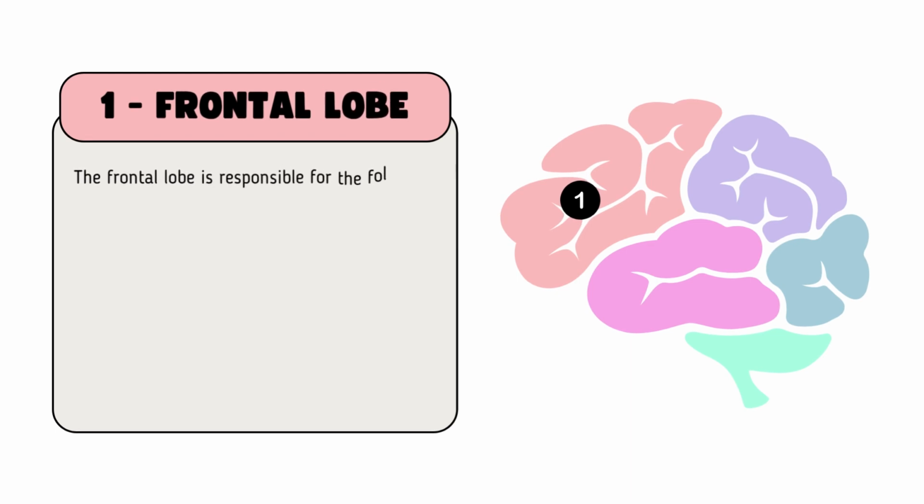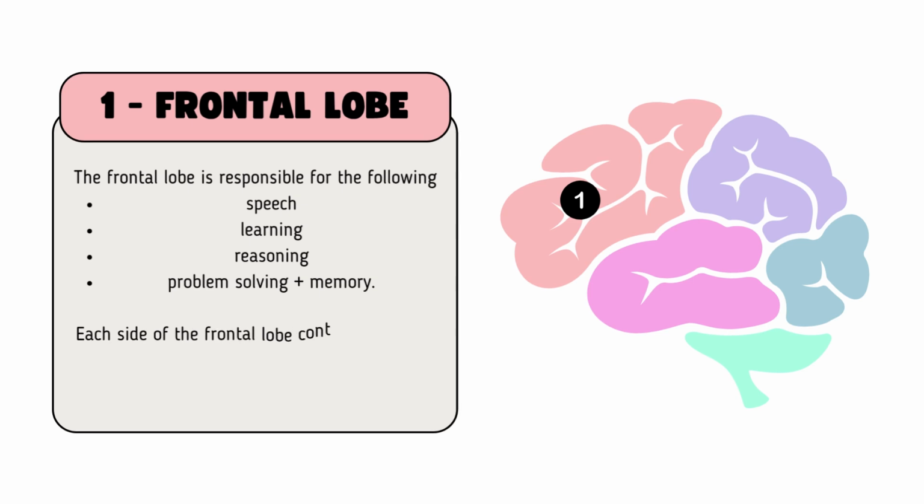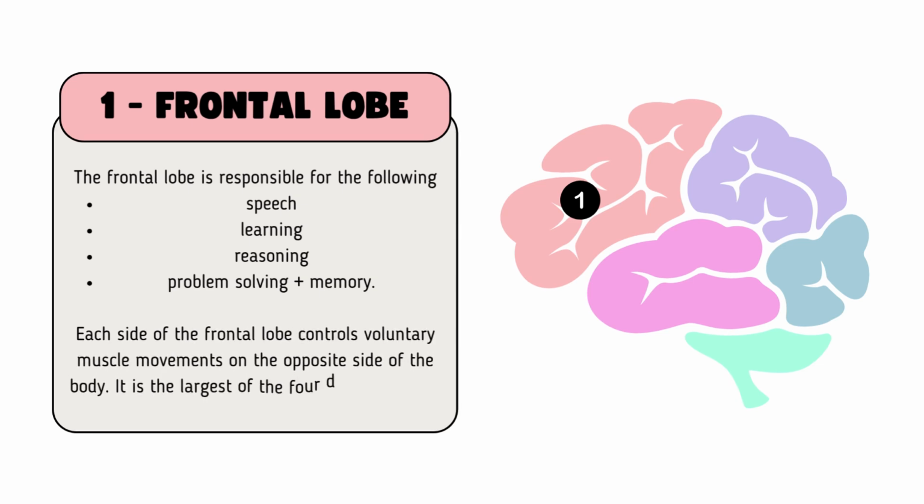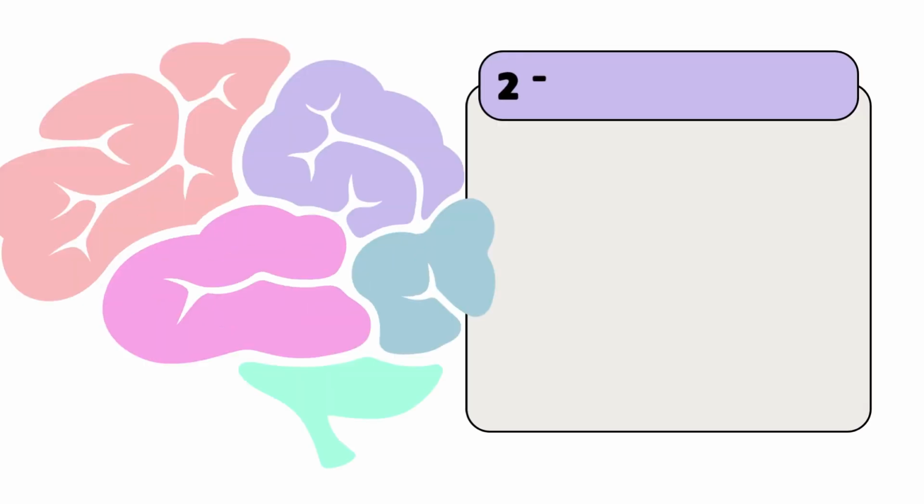Okay, the frontal lobe is responsible for speech, learning, reasoning, problem solving, and memory. Each side of the frontal lobe controls voluntary muscle movements on the opposite side of the body, and it is the largest of all the 4 different lobes.